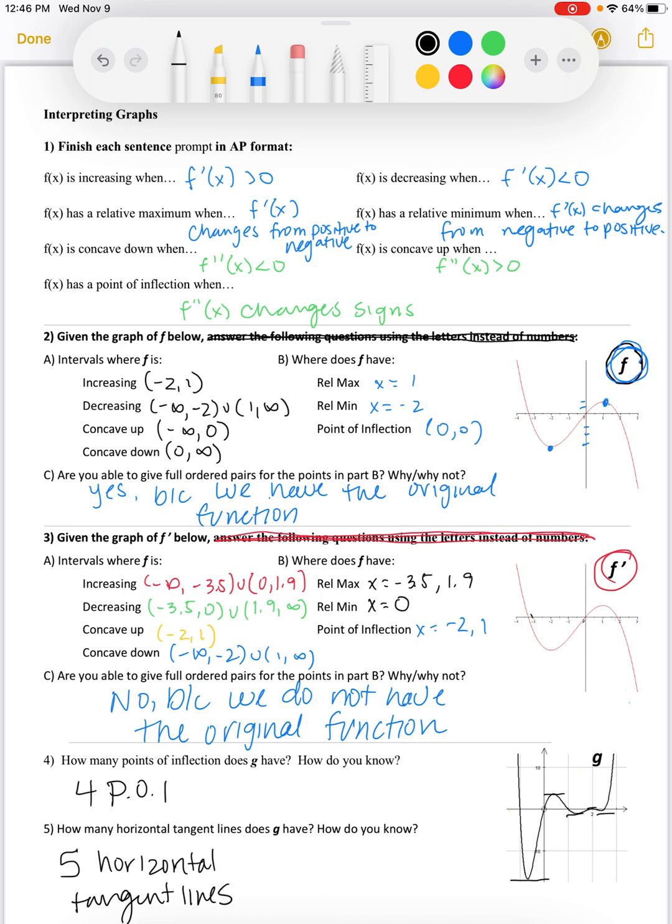And how do we know? Well, that's when the slope is going to end up being 0. And really that's our minimums and maximums because we have 5 extrema on this graph. None of them are cusps, because if we had a cusp, it would be undefined, not a horizontal tangent line. So we're looking at those and we have 5 extrema on this graph. That's what gives me the 5 horizontal tangent lines.